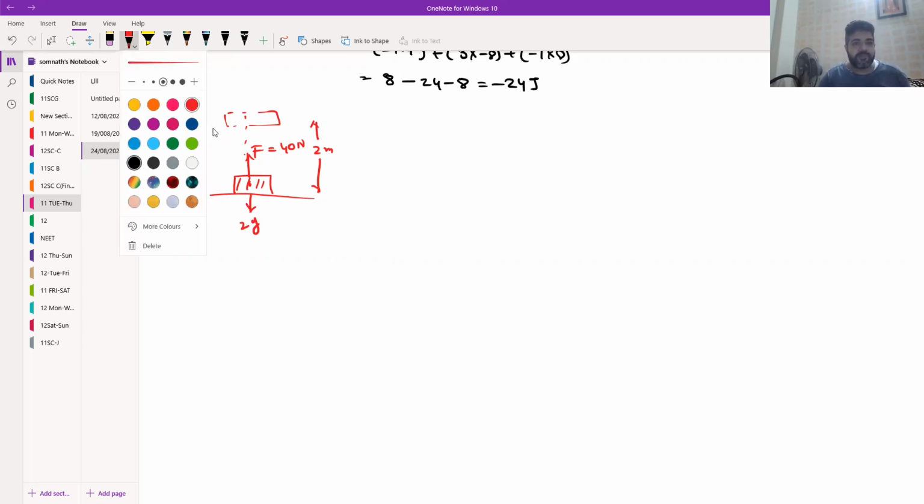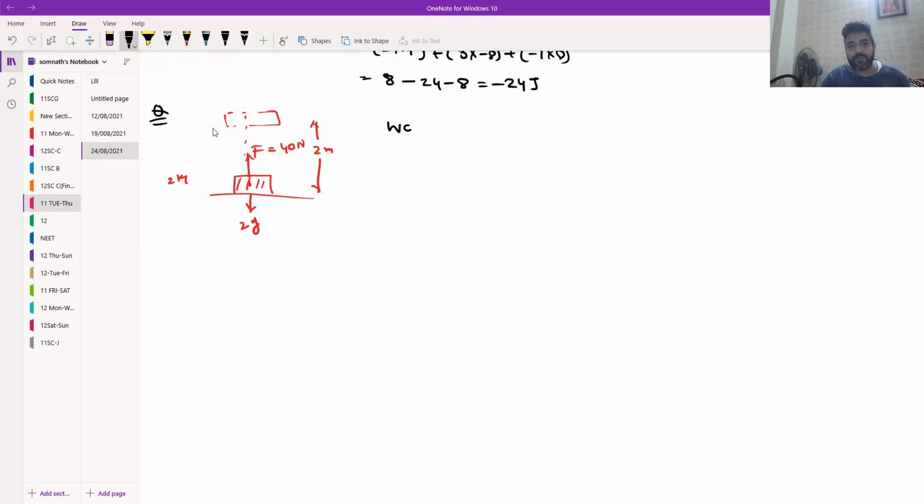So work done by force is force, the displacement is h, and what is the angle between them? See, force is in this direction, displacement is also in the same direction, so the angle is 0 degree. So 40 into 2 into cos 0, which is 1. That means 80 joule. Yes or no?